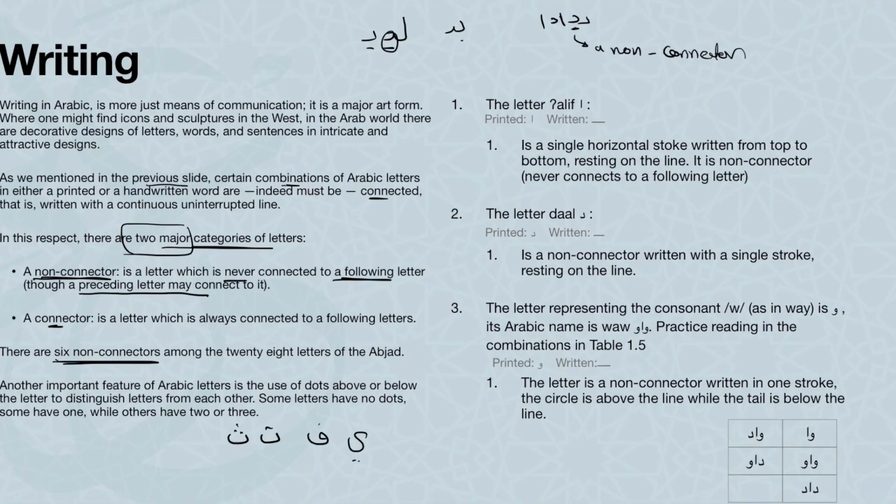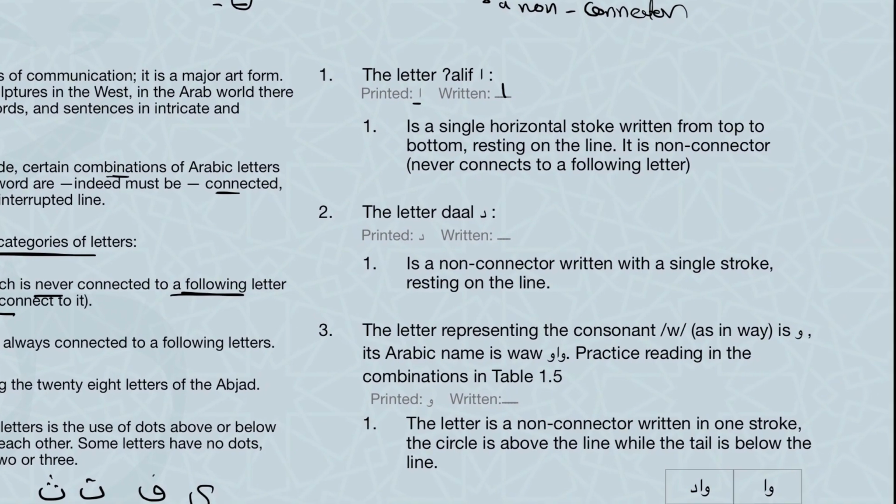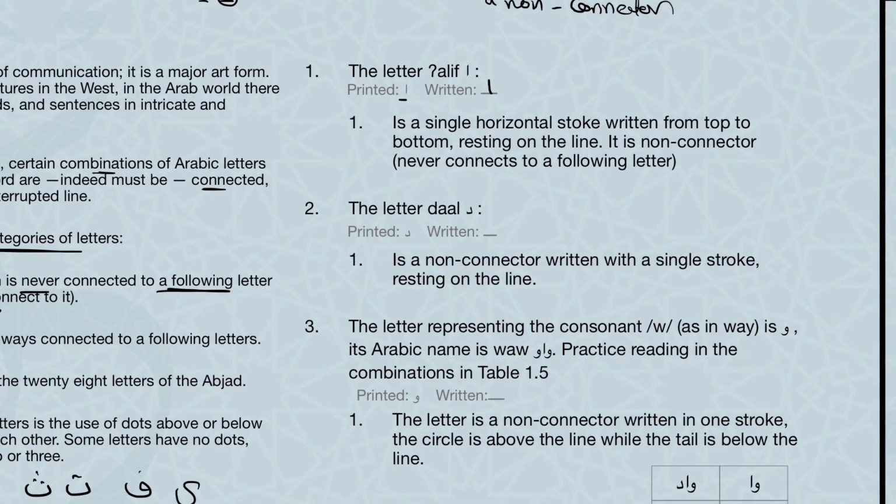So the letter alif is very simple, as we said. In the printed form, it's a very simple vertical stroke. There's nothing special about it. And in writing, you just write it the same way. It's a stroke from top to bottom, resting on the line. Now, resting on the line is something you would learn with practice. You don't have to bother remembering whether it is under the line or above the line. The more you write it, your hand automatically figures out how the letter is written.